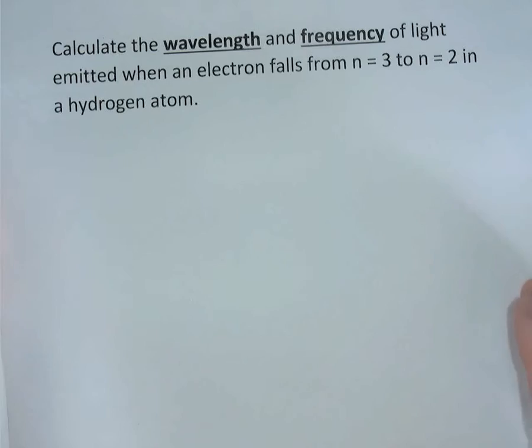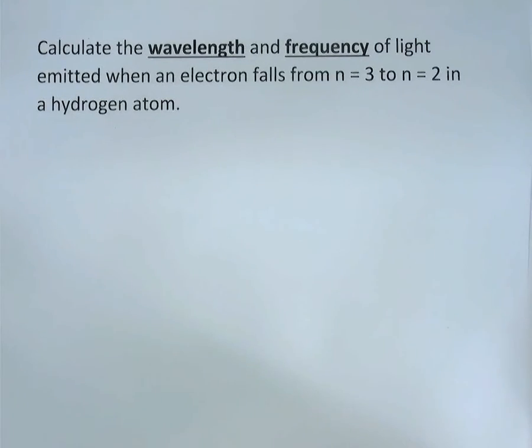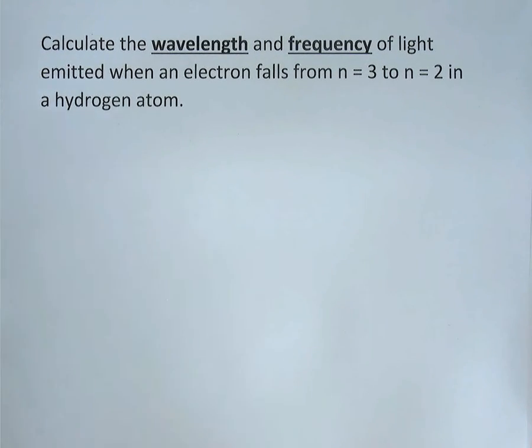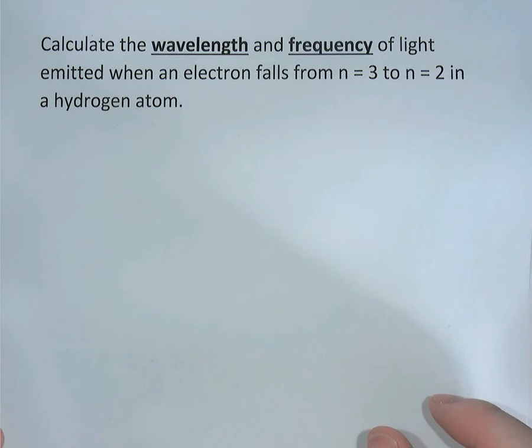All right. You do the last question yourself. It's similar to what we just did. Pause the video and see if you can solve this one. We want both the wavelength and frequency when an electron falls from a third to second level in a hydrogen atom.